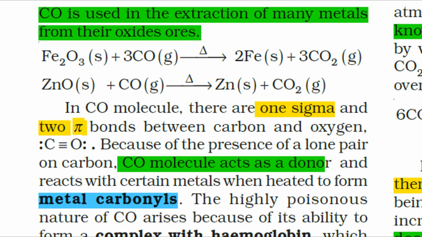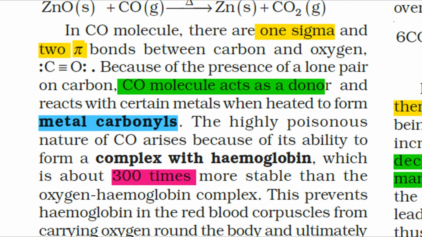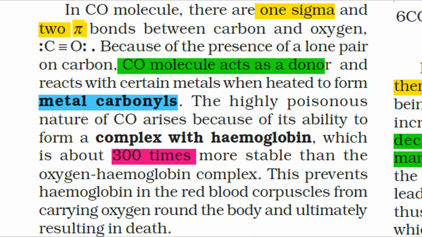Okay, next, carbon monoxide has 1 sigma bond and 2 pi bonds, and carbon has a lone pair of electrons. So it is an electron rich compound and acts like an electron donor. So they react with certain metals, and in the presence of heat they produce metal carbonyls. Metal carbonyls are coordination compounds between transition metals and carbon monoxide. Next, carbon monoxide is poisonous because it makes a complex with hemoglobin, which is 300 times more stable than oxygen hemoglobin complex. So this prevents oxygen molecule to reach cells and ultimately death.